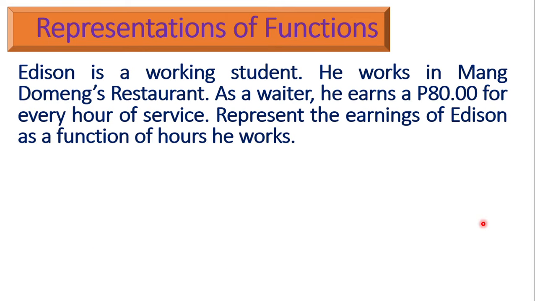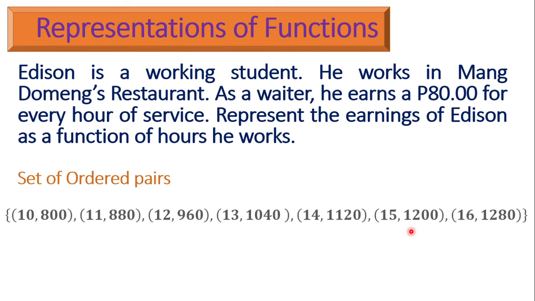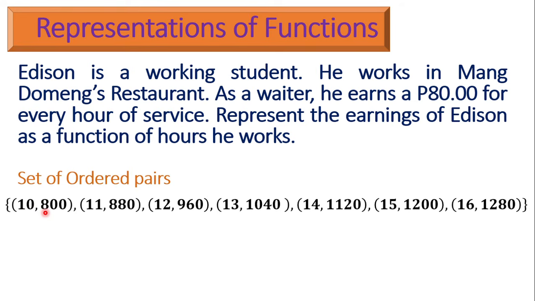Okay. So, paano na may set of ordered pairs? Manggagaling dito, diyan sa mga yan, di ba? So, i-ayos natin ang sets natin. O, di ba? 10 and 800, 11, 880, 12, 960, 13, 1,040, 14, 1,120, and then 15, 1,200, and then 16 is 1,280. So, dyan ang galing yan, sets of ordered pairs.